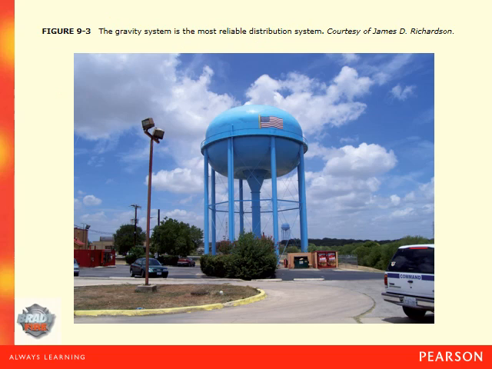The gravity system is the most reliable distribution system. Here's an example of a water tower. And of course the water comes out of the bottom of the tower and pressurizes the system. It also uses a small pump during the off-peak times to fill the tower so it can pressurize the system.